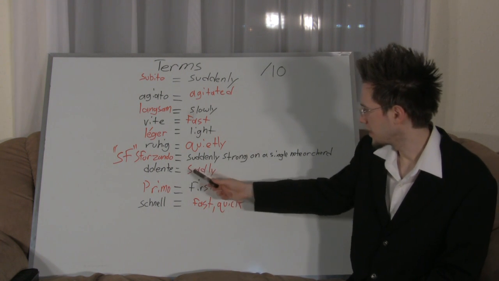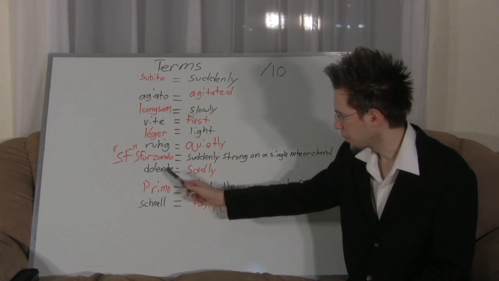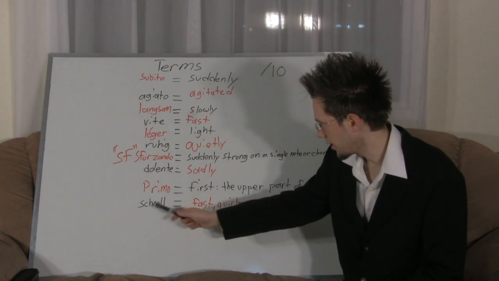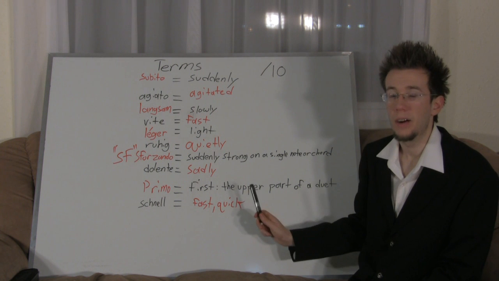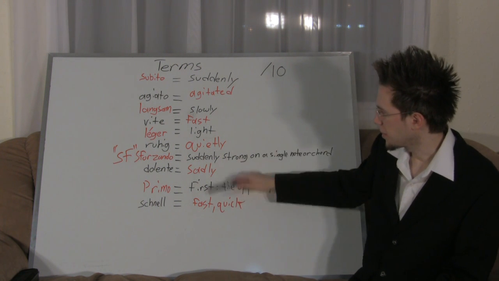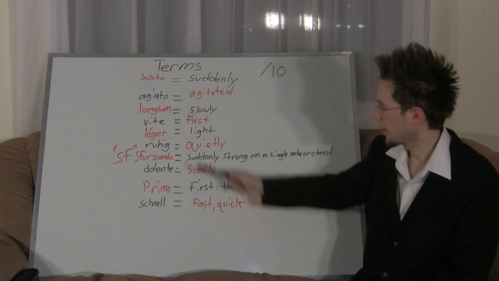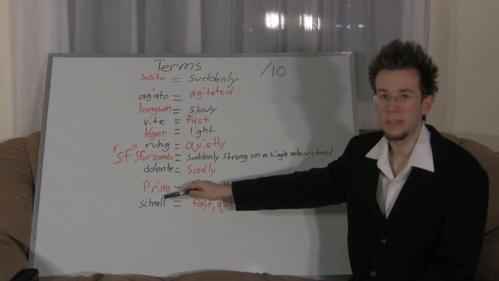Okay, next up, dolente is sadly, and primo goes with first, the upper part of a duet, and then schnell, fast and quick. Now, I realize that there might have been a mix-up here between the fast and the fast and quick. That's why I had these ones on the left side.